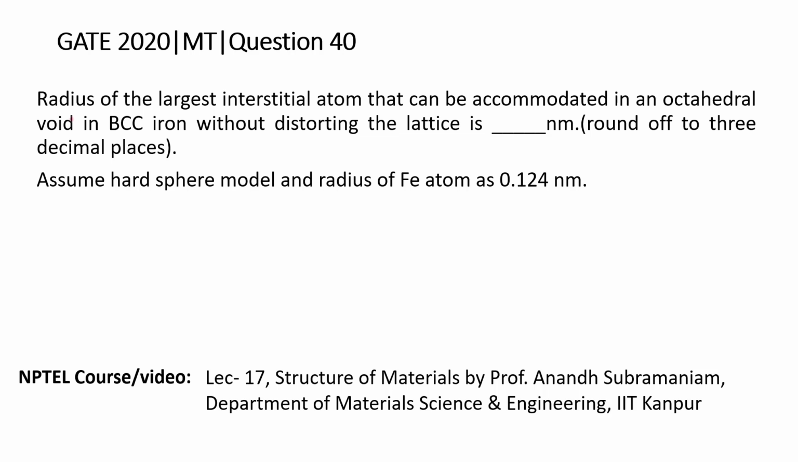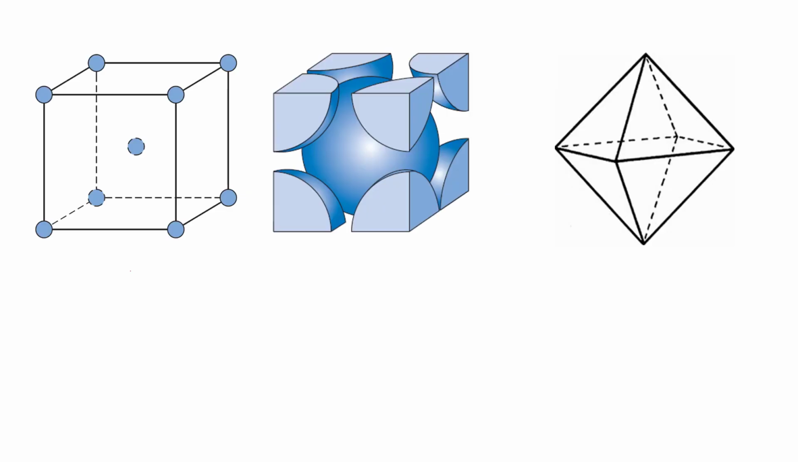Here it is asked to find the radius of the largest interstitial atom that can be accommodated in an octahedral void in BCC iron without distorting the lattice. And also they have provided to assume a hard sphere model, and the radius of an iron atom is 0.124 nanometer. So here the schematic of the reduced sphere BCC unit cell is shown, and the hard sphere unit cell is also shown.